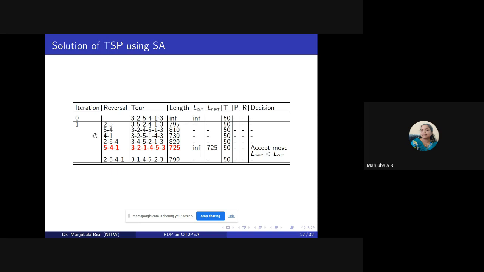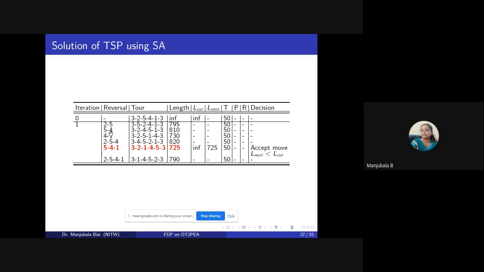Now let us see what happens in the next iteration. 3, 2, 5, 4, 1, 3 is our current tour, so we have to find the neighboring set. For that, we do a pairwise reversal, which means two cities we have to exchange. In 3, 2, 5, 4, 1, 3, we swap 2 and 5, so we get 3, 5, 2, 4, 1, 3.